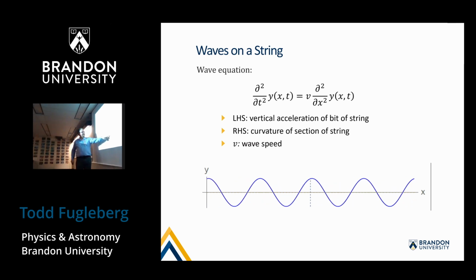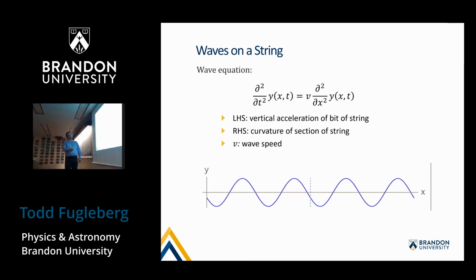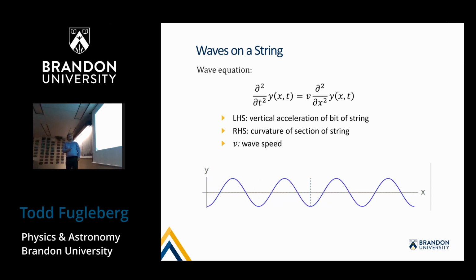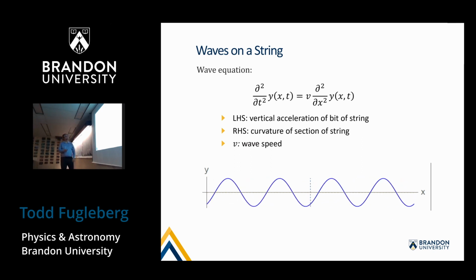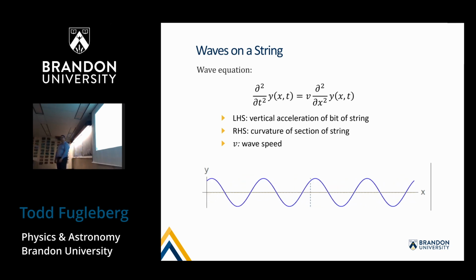So if you have a point at this intersection point, it's basically a straight line as it goes through the axis. So there's no acceleration. At the points here, there's more curvature, which means it was going up and now it's starting to go down. So this just says the acceleration in the y direction depends on how curved the string is. And the v out front is just the speed at which the wave is moving. So you look for a solution to that to tell you how the wave is moving.